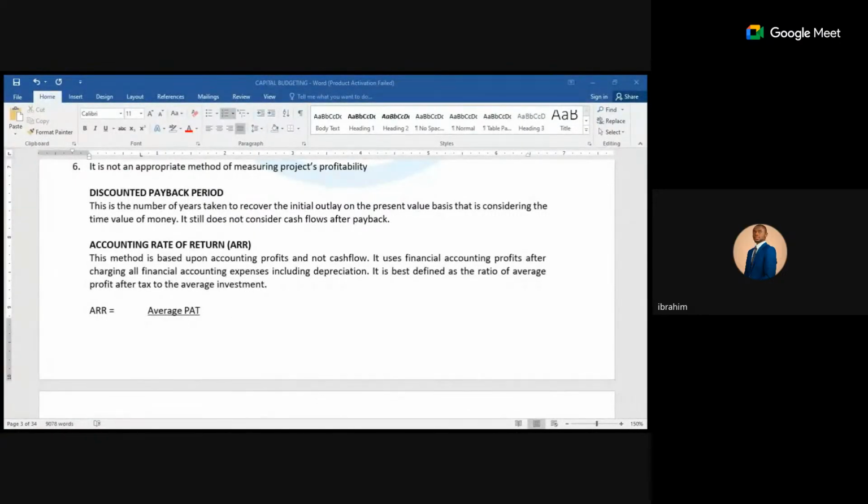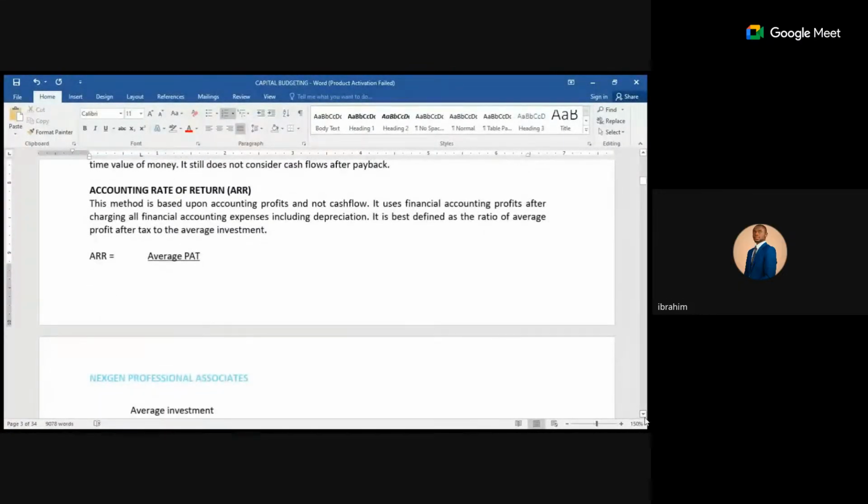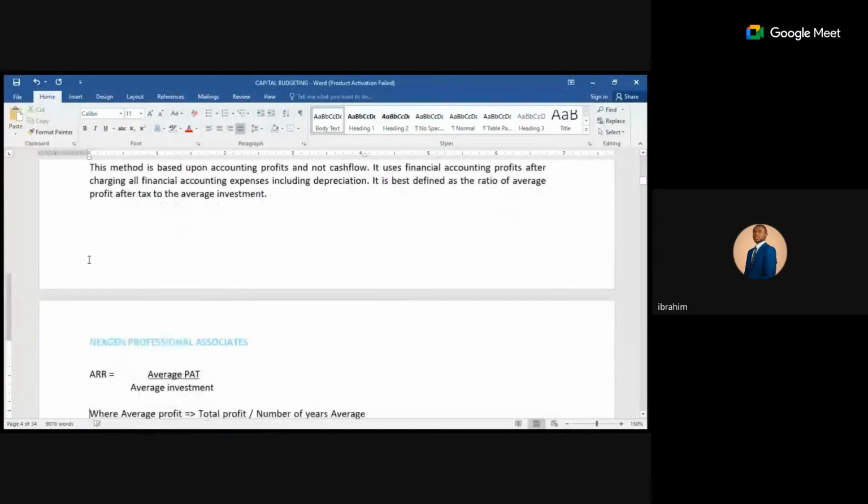Under the accounting rate of return, don't even expect all those questions from all those places, but we'll look at it. Accounting rate of return makes use of accounting profit. If you want to determine your accounting rate of return, it is average profit after tax divided by the average investment. The question now is, what is the average profit after tax?